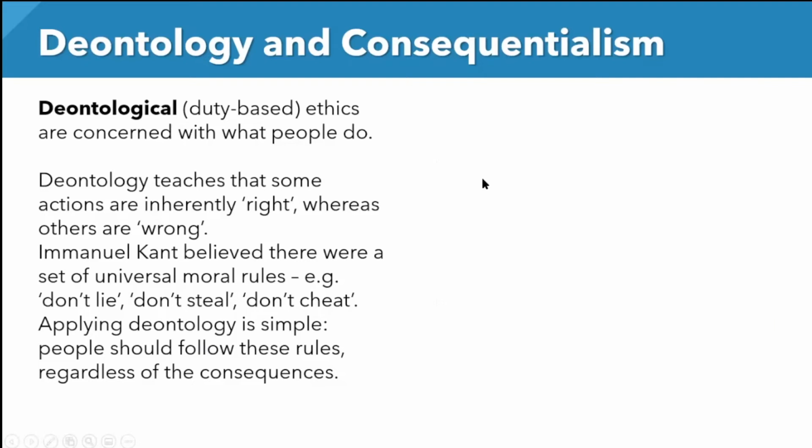Deontology is concerned with what people do. Deontology teaches that some things are inherently wrong, whereas others are inherently right. Immanuel Kant, who was a philosopher, believed that there were a set of universal moral rules. So, for example, don't lie, steal, cheat, murder, etc. Applying deontology is simple. You just follow these rules.